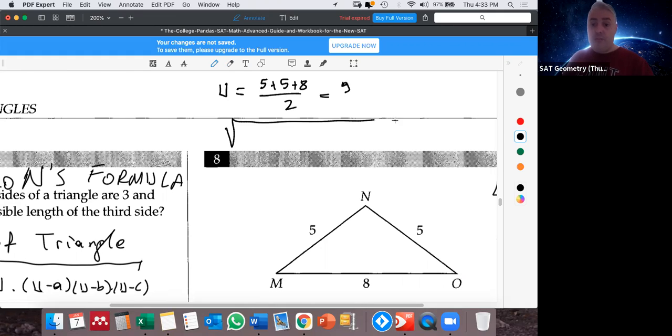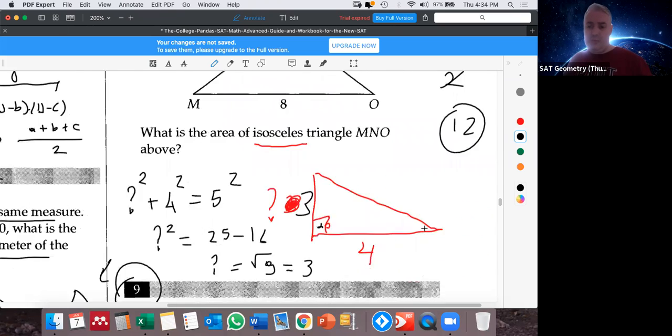Yes or no? Formula: u times u minus A, 9 minus 5, times u minus B, 9 minus 5, times u minus C, 9 minus 8. So this is the area. Square root of 9 will be 3, square root of 4 will be 2, square root of 4 will be 2, square root of 1 is 1. So this is the area: 3 times 4, which is 12. We said 12 also? Yes.